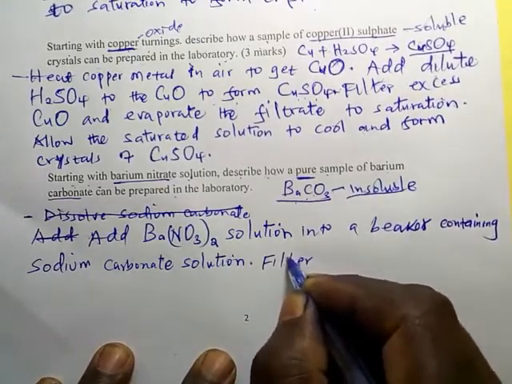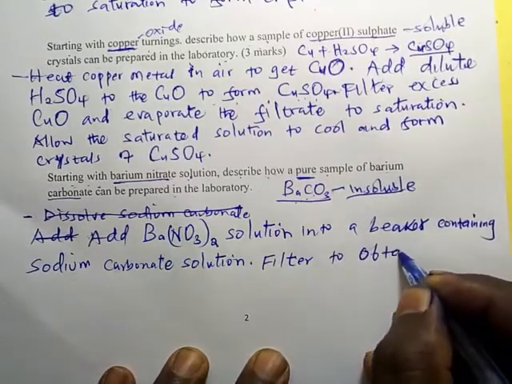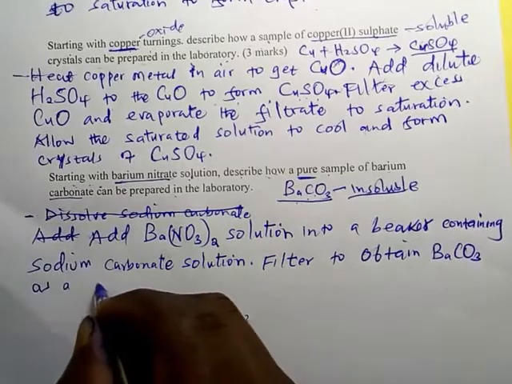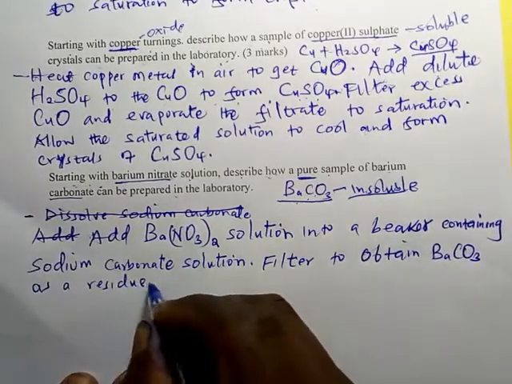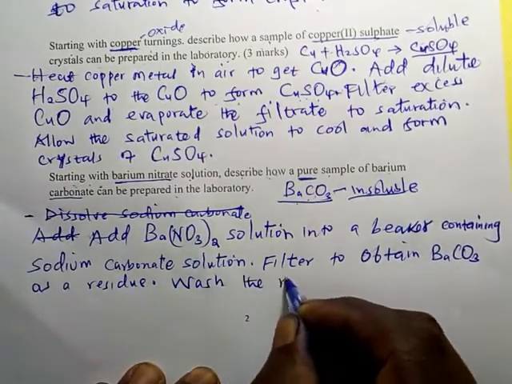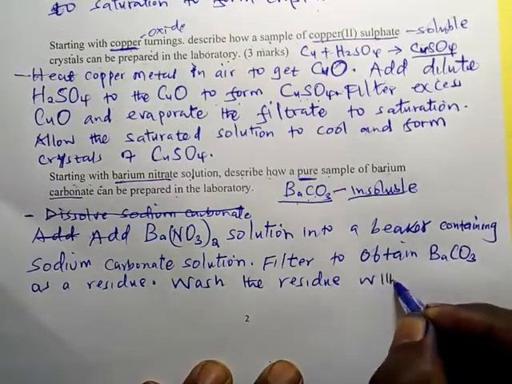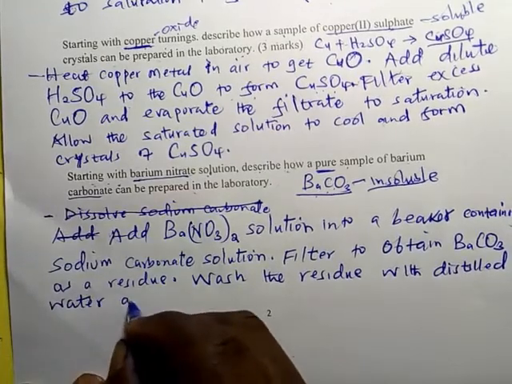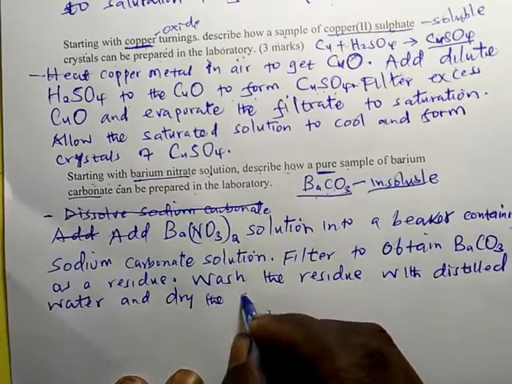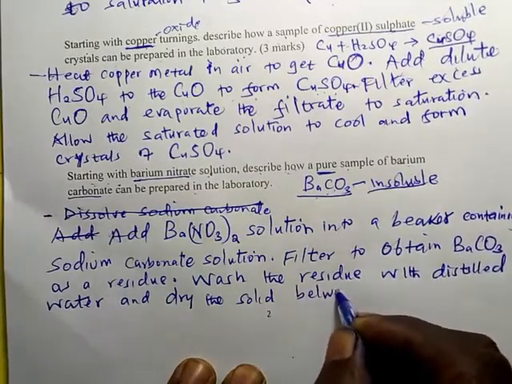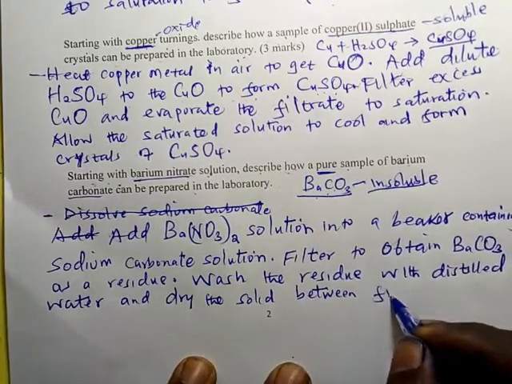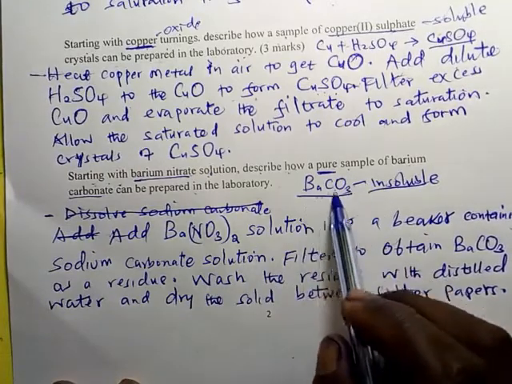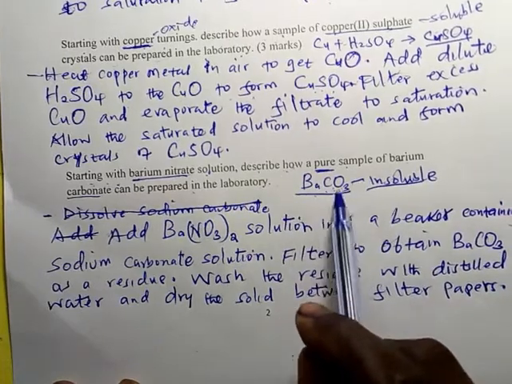Filter to obtain barium carbonate as a residue. Wash the residue with distilled water and then dry the solid between filter papers. Remember, if we are preparing an insoluble salt, we don't evaporate. We don't evaporate to obtain an insoluble salt.